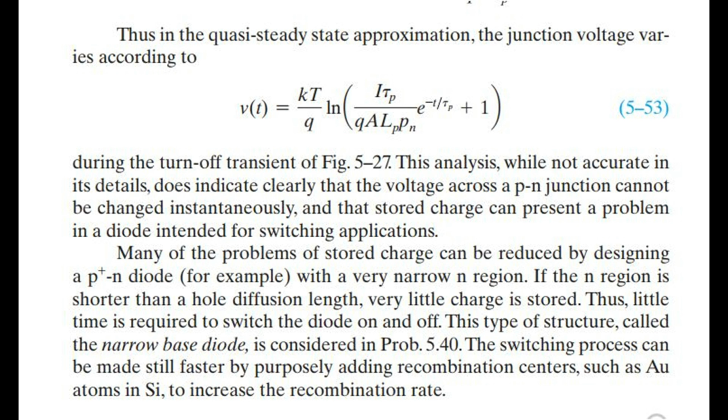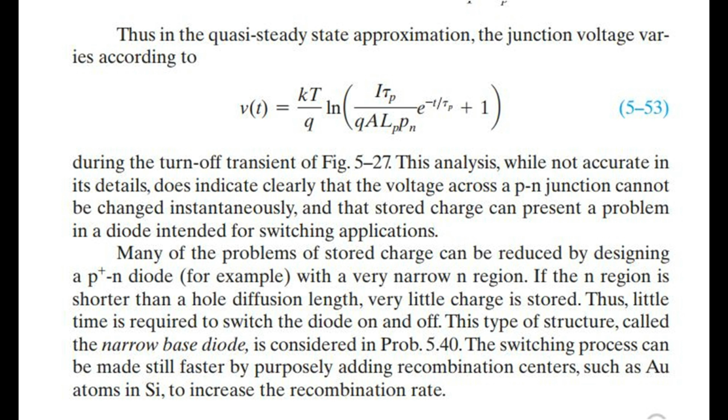Many of the problems of stored charge can be reduced by designing a P+N diode, for example, with a very narrow N region. If the N region is shorter than a hole diffusion length, very little charge is stored. Thus, little time is required to switch the diode on and off. This type of structure, called the narrow base diode, is considered in Problem 5.40.